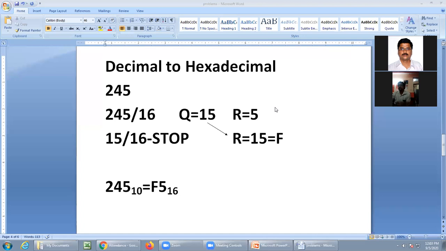So any doubts in conversion of decimal to hexadecimal? Any doubts in conversion of decimal to hexadecimal?